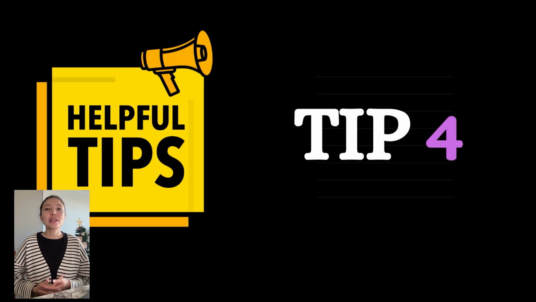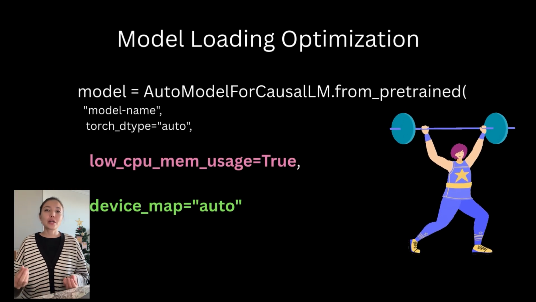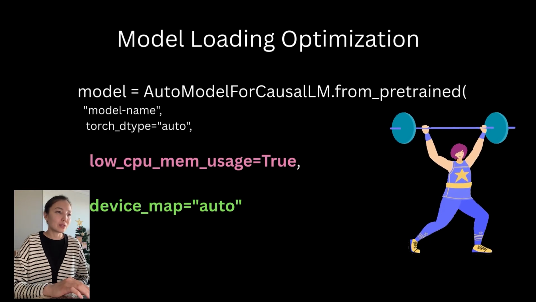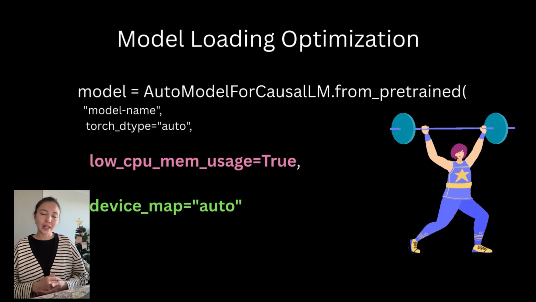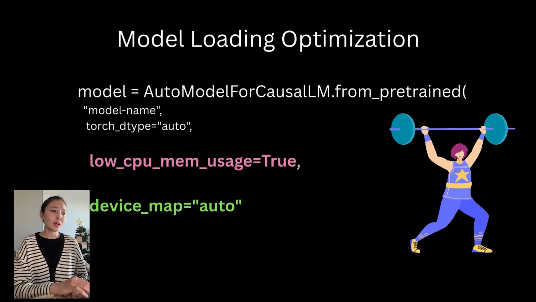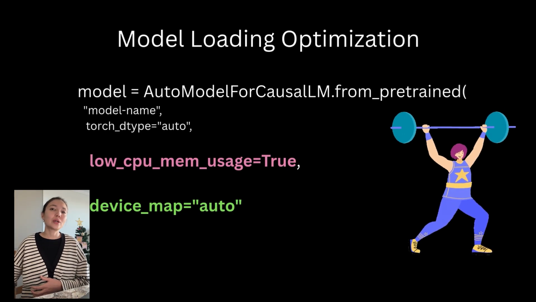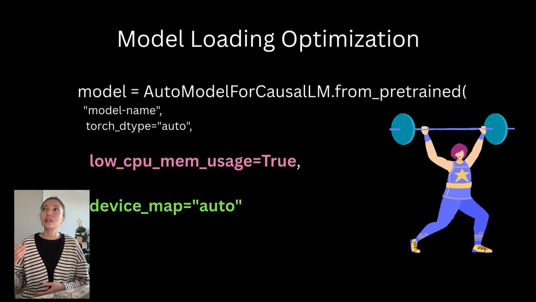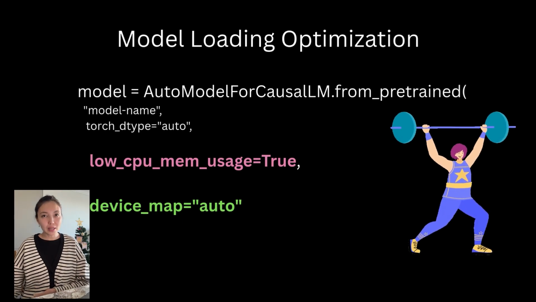Tip number 4 is you need to optimize the model loading. And there are actually 2 flags that you should take care of when you load the model. You need to set low CPU mem usage to true, and despite its name, it also helps with the GPU utilization. Without this flag, the program tries to load all the weights, all the tensors at once, and sometimes you can get a memory peak of 2 or 3 times the model size.